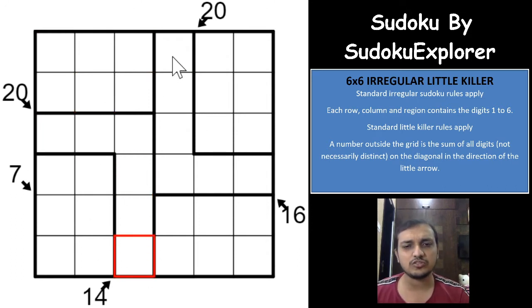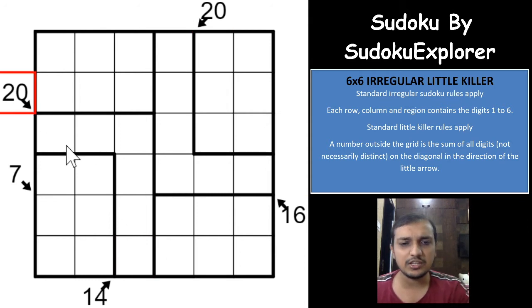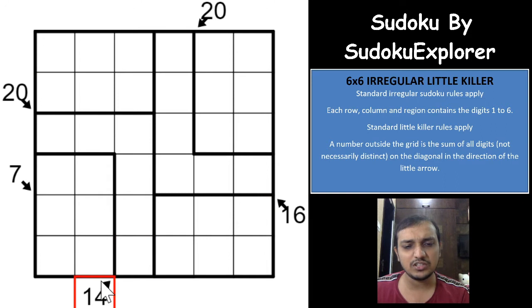Each of the irregular shaped regions will also have numbers 1 to 6, and there are some numbers with an arrow directed inside the grid, given outside the grid. The arrow plus the number indicates the sum of all the numbers in the direction of the arrow inside the grid. For example, if you have a 20 here, then the sum of these four numbers would have to be 20, and numbers can repeat within a direction if they obey the classic rules.